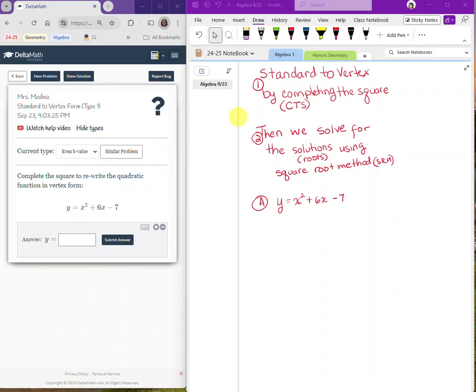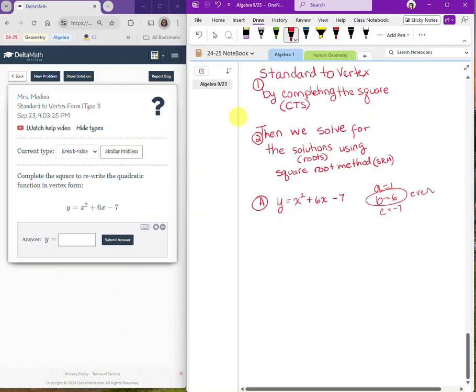All right, so when I look at this, one of the first things I see is that this is standard form. I can see that my A is 1, my B is 6, my C is -7, and I pay attention to this one, that this one is even. So that means it's going to be a little bit easier to work with. Okay, so now you have to make sure you're paying attention on this.